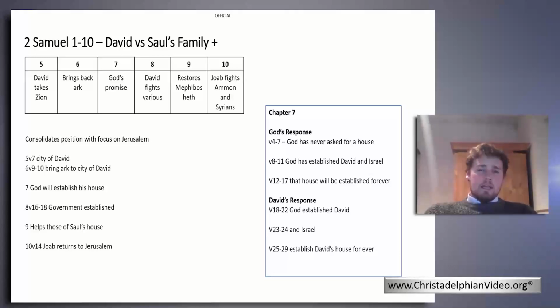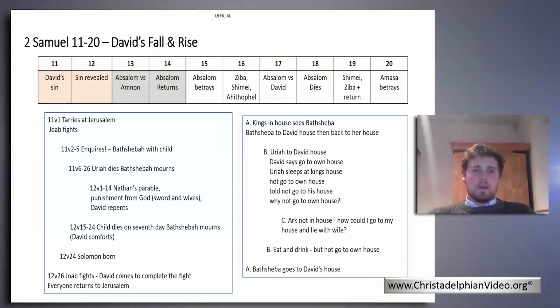It then leads us to the penultimate section, which we can subdivide into three other sections, which first of all deals with David's sin and that sin being revealed. And then it deals with the first round of Absalom leaving and then returning back to Jerusalem, and then the proper betrayal that Absalom makes of David.